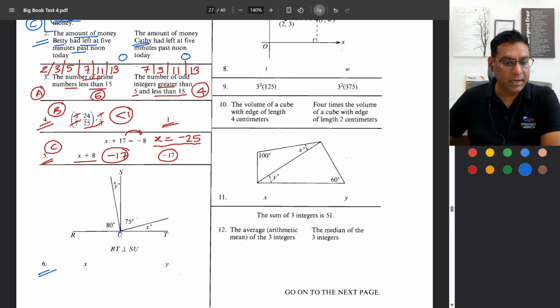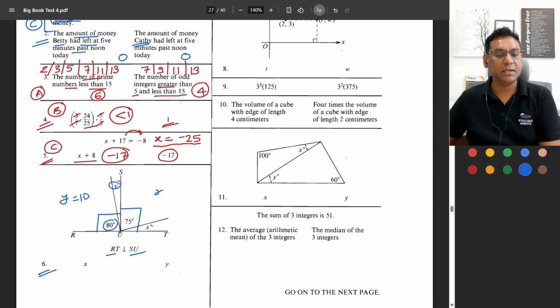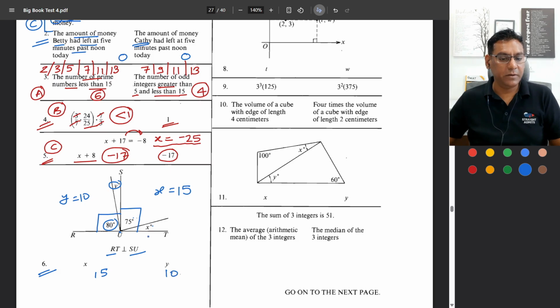On T I have this S and I have these different angles. RT is perpendicular to SU. That means this angle is going to be 90 degrees, as well as this angle is also going to be 90. So if this angle is 90 degrees, 80 plus y is 90 degrees. That means y has to be equal to 10, and x plus 75 is 90 degrees. That means x has to be equal to 15. So I have 15 here, I have 10 here. Are the numbers correct? Right. So answer choice A is the correct answer.